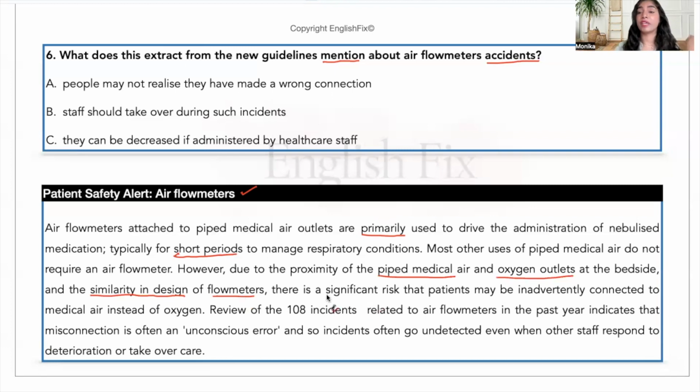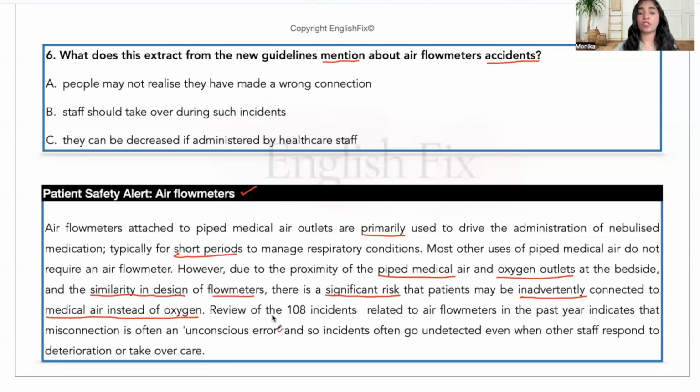There is a significant risk, a notable risk, something that you cannot avoid, that patients may be inadvertently connected to medical air instead of oxygen. Inadvertently means without the intention of doing this, they did not mean to do this, but by accident. So this is what they meant by the accident actually. Because of the airflow meters' design, which is very similar, and because how closely they are situated to the piped medical air and the oxygen outlet, we might give medical air to the patient instead of the oxygen, and that might result in an incident, of course.